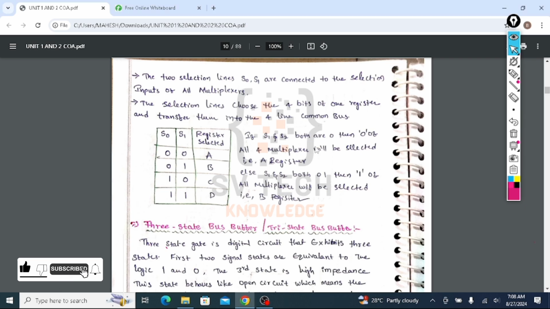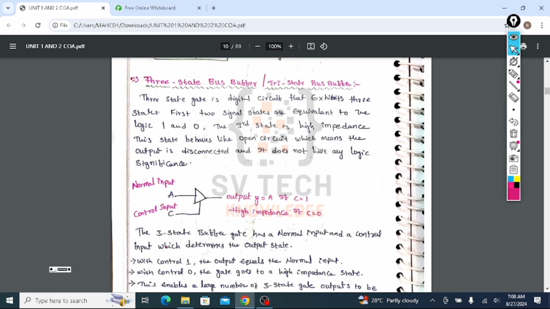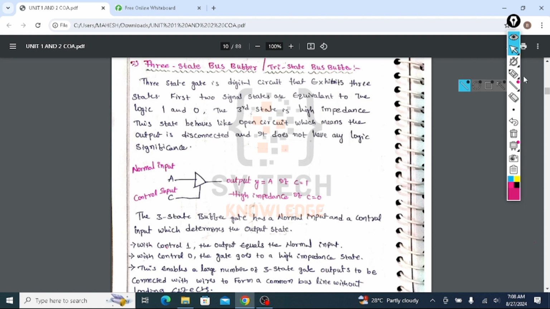Next, coming to common bus structure using a 3-state buffer. The 3-state buffer is also called a tri-state buffer. Simply, a buffer is a logic gate which takes the same input and gives the same output. Suppose this is the symbol of a buffer. If I give A, it gives output A only. If I give 0, it gives 0 only. If I give 1, it gives 1 only. Like this, a buffer gate will work.